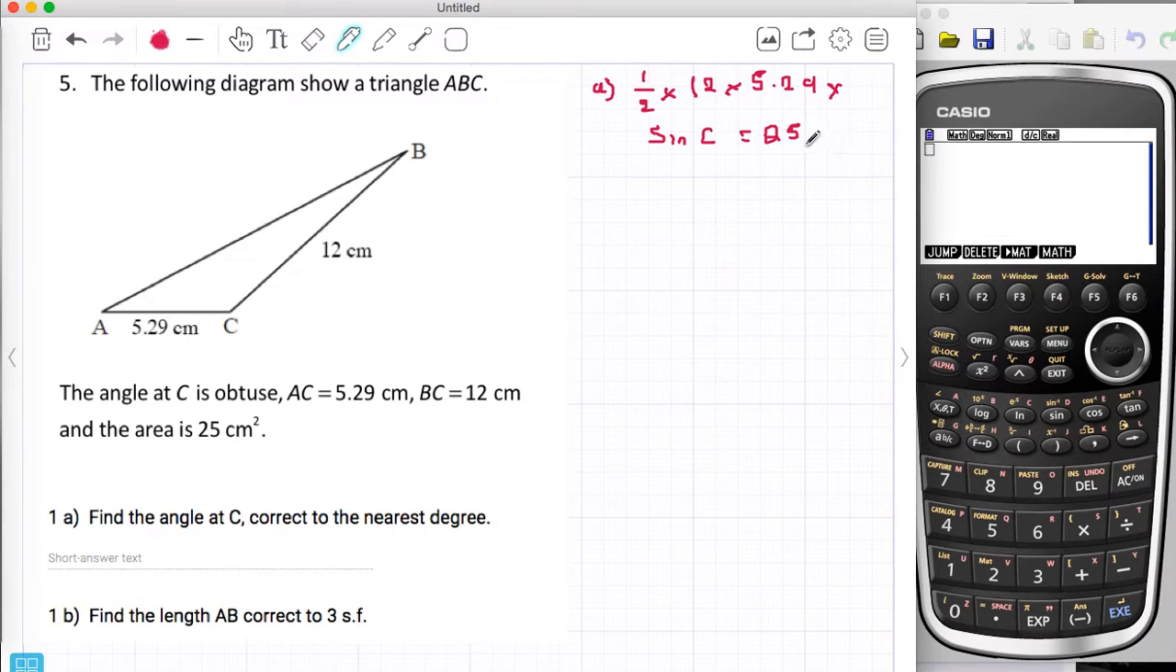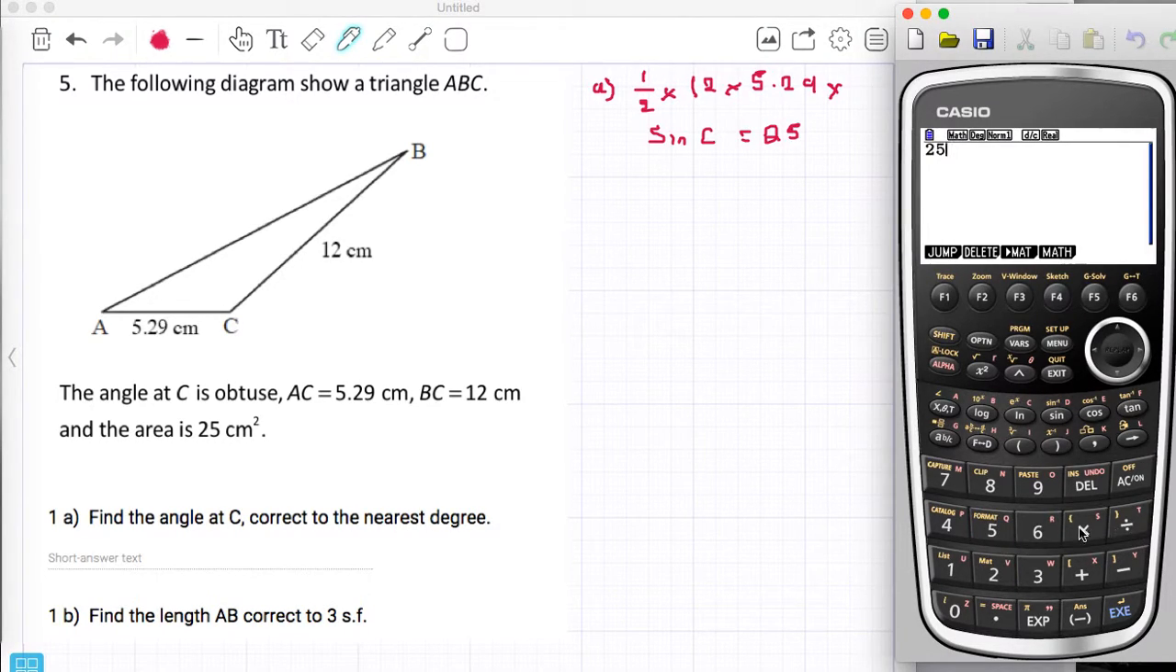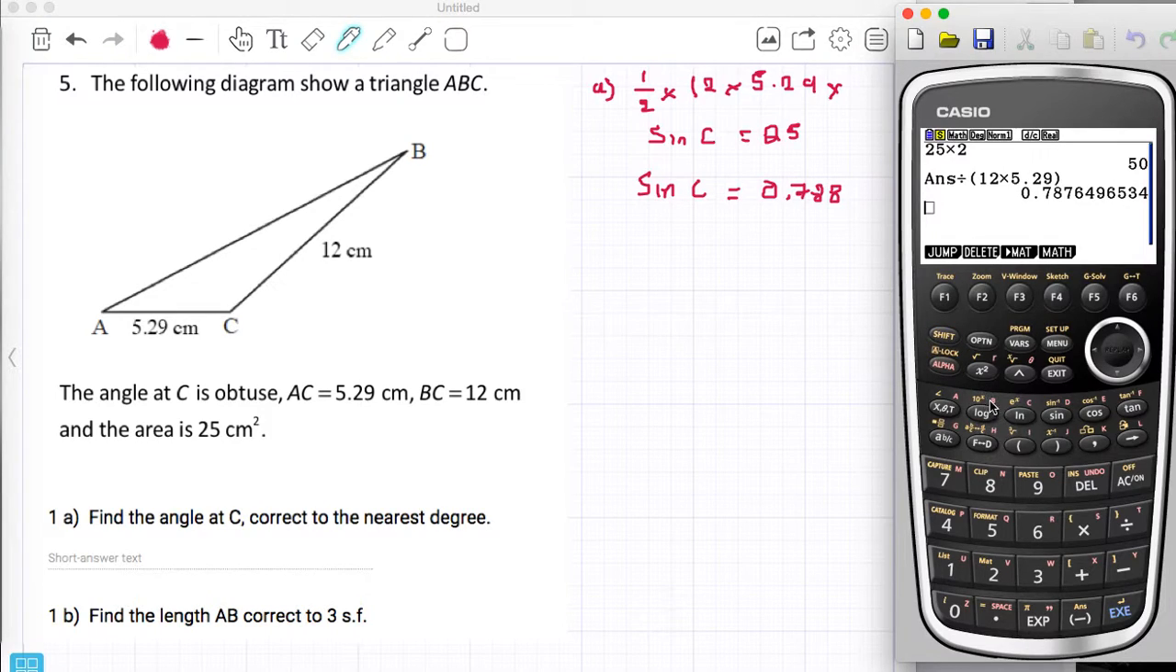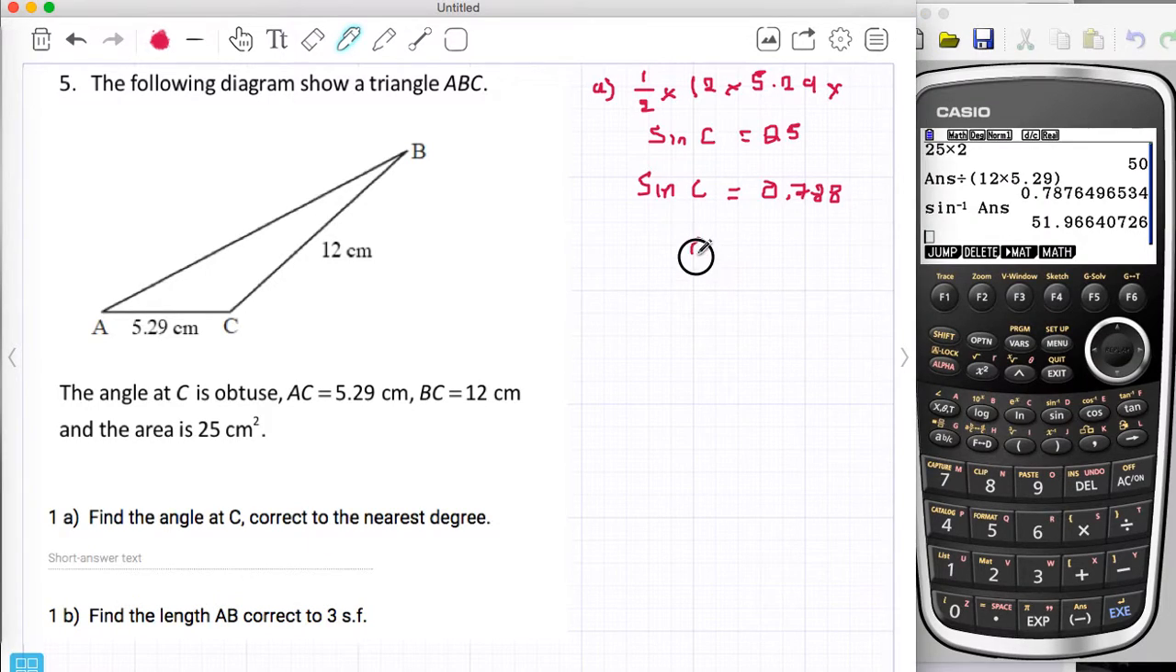So on my calculator, I want to times 25 by 2 to get rid of the half, and I want to divide it by 12 times 5.29. So that will give me sine C. Now, it says to the nearest degree. I need to check my calculator is in degrees. It certainly is. So 0.788. Now I'm going to do shift sine and take my answer from the previous question, and I get 52 degrees.